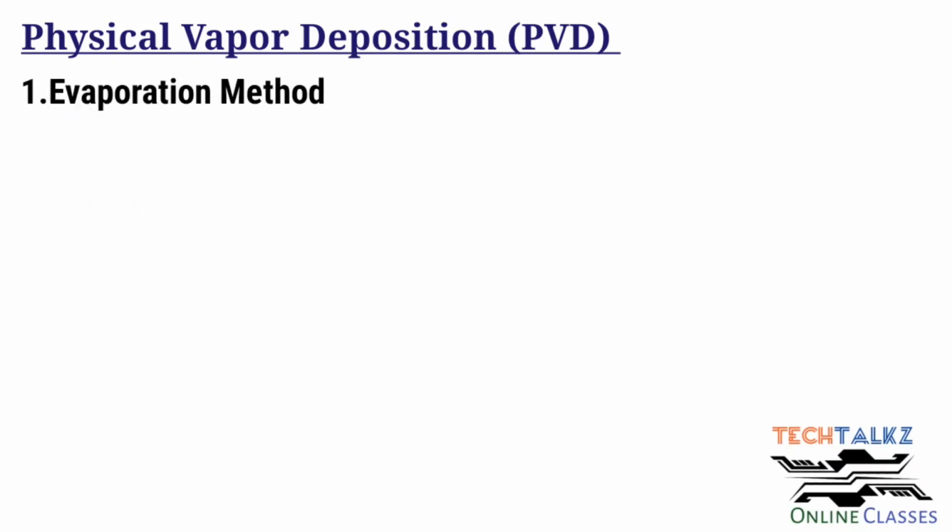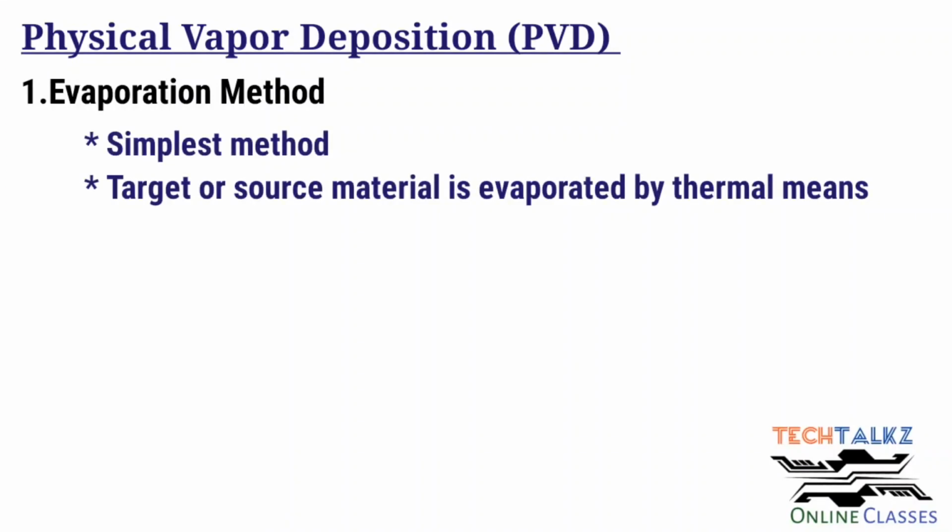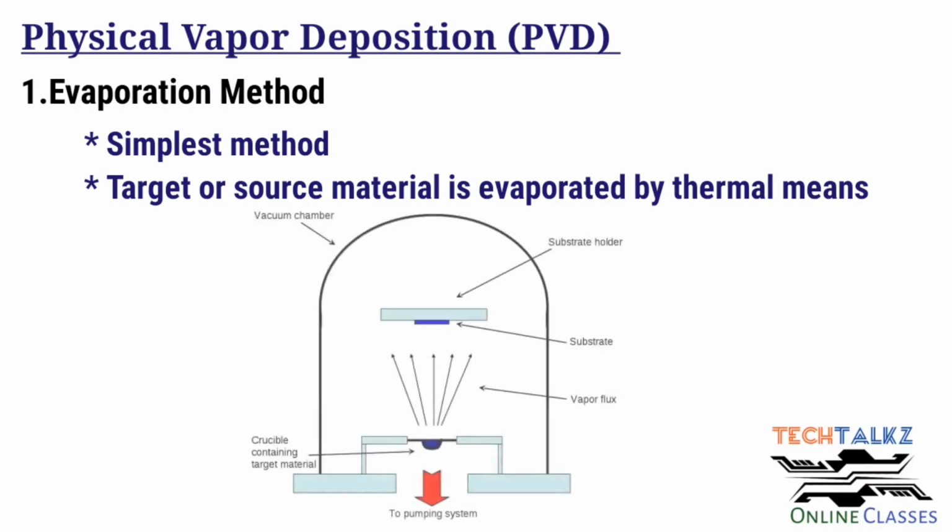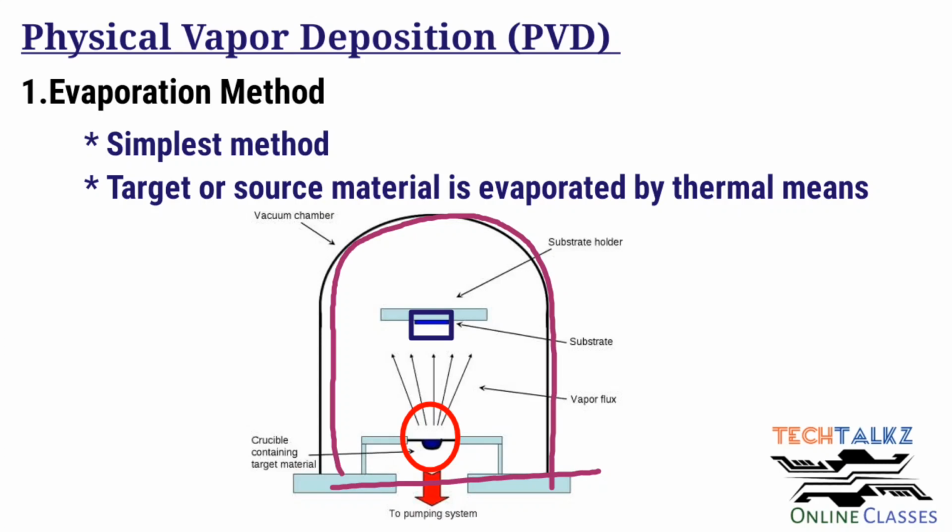First one is the evaporation method. It is one of the simplest deposition processes. In this process, the material you want to deposit is vaporized by means of thermal energy. The source material is deposited onto the substrate to form a thin layer. Check the figure. There is an evaporation source, and this is the substrate where we are going to deposit the vaporized material. In order to avoid unwanted chemical reaction, the entire unit is placed in vacuum.